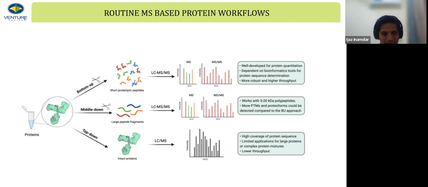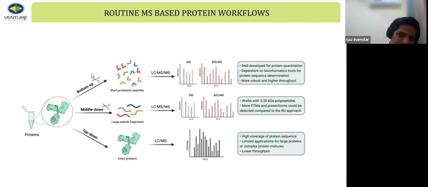The bottom-up approach means you cut the protein into very fine, smaller pieces. In middle-down approaches, you still cut the protein, but into slightly bigger pieces. And in top-down approaches, you inject the entire protein as the sample. Each of these has its own advantages. We can read here: what are the advantages of using top-down, and what is the advantage of using bottom-up? Middle-down also you can use.